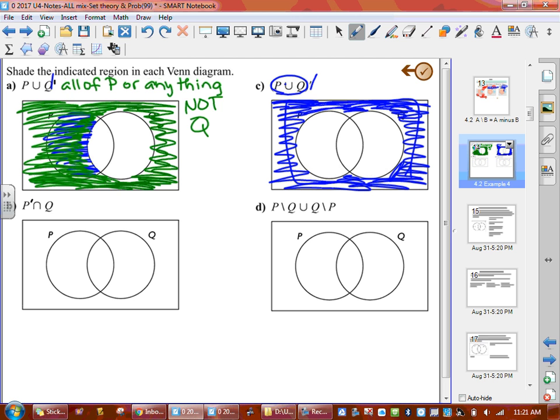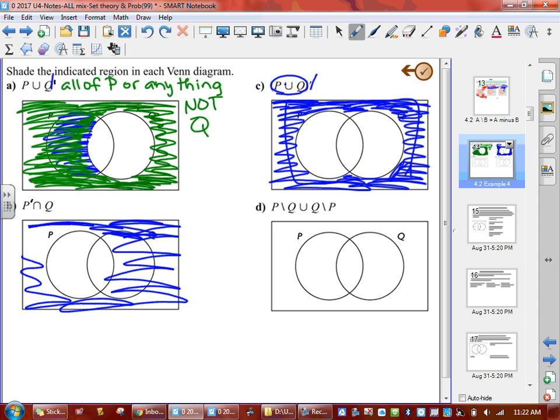Okay, let's try the next one. Let's move it down. Before you shade, watch up here. So, what does the first one say? P prime. So it's everything that's not P. So if I were to shade everything not P, I would have all of this shaded. Then it says overlapping with Q. So that means I would shade Q.